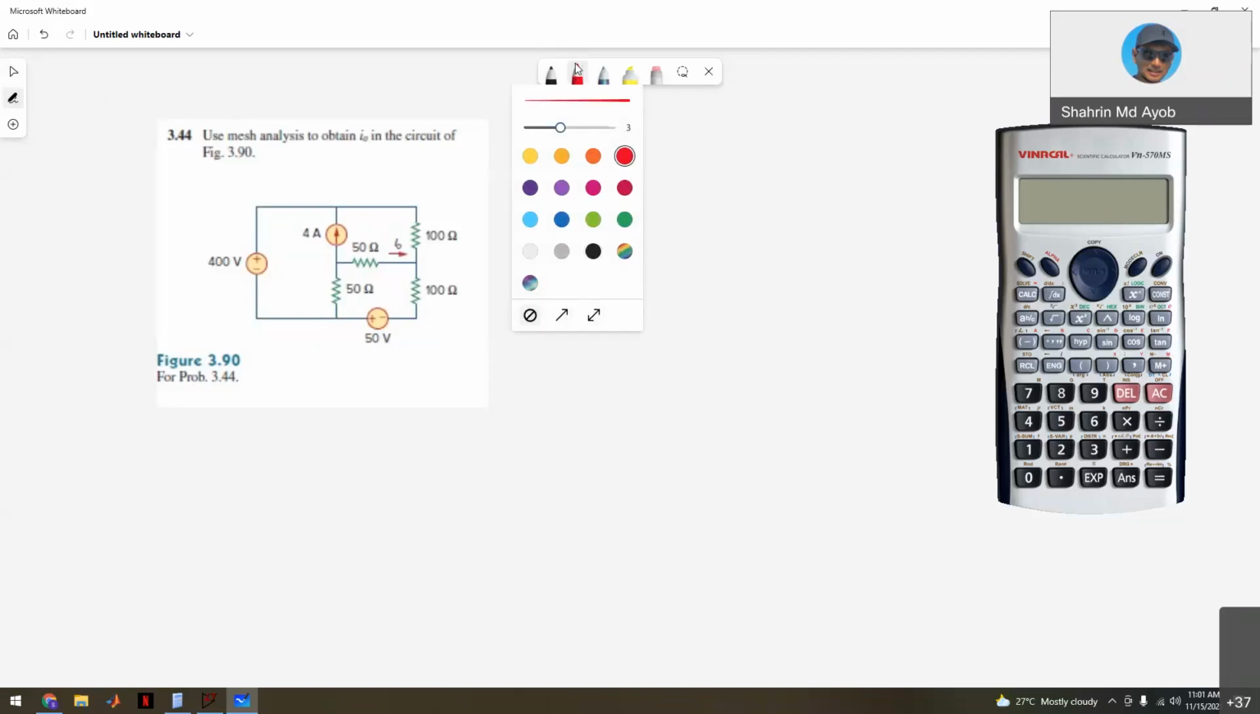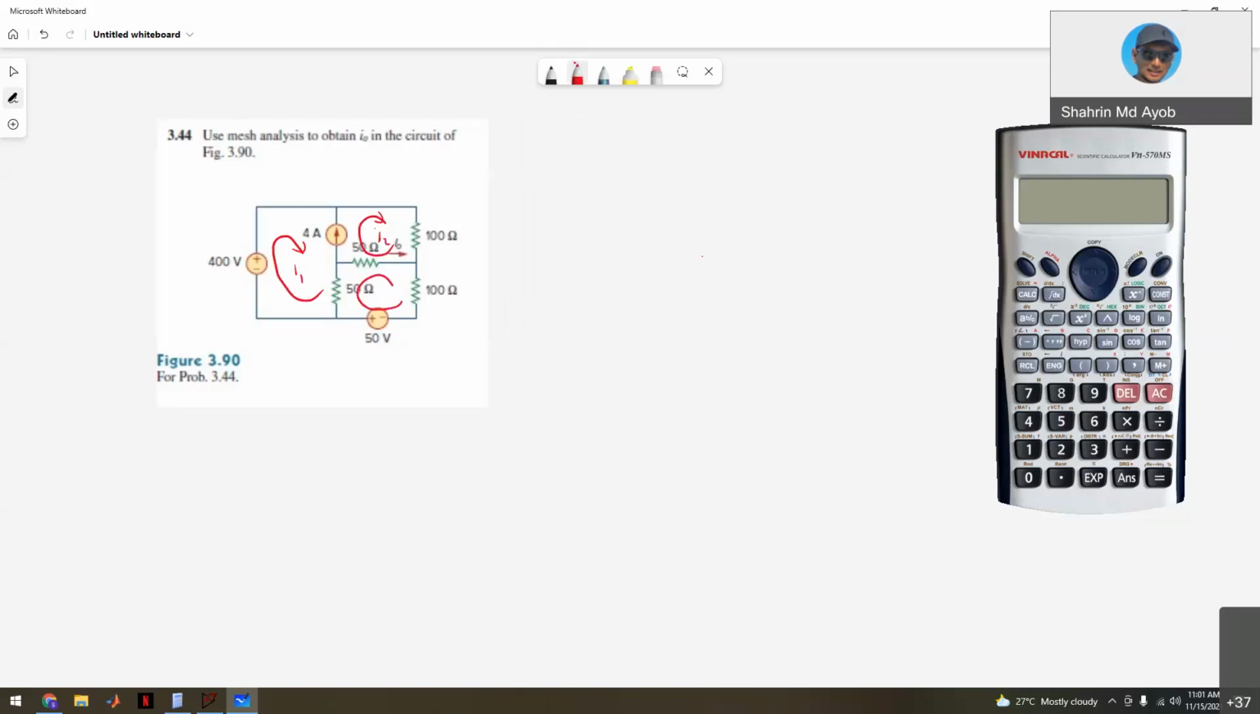Let's identify this one as your I1. All are clockwise. Then this is I2, and then this is your I3. So start with the KVL for mesh I1. I think this one is too thick.